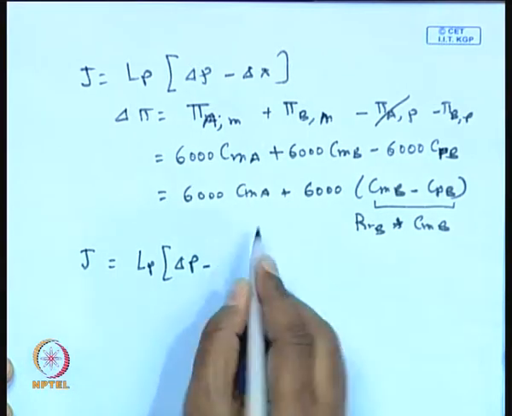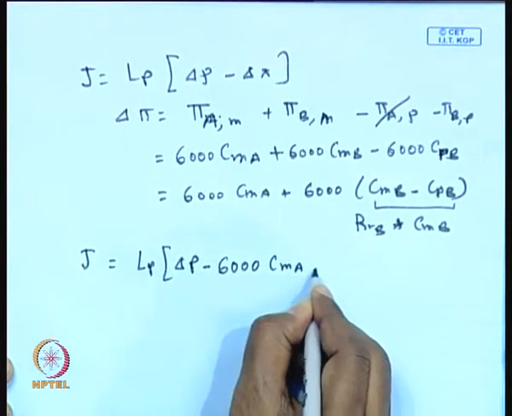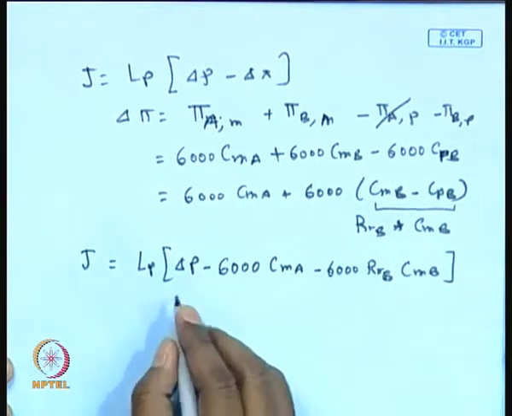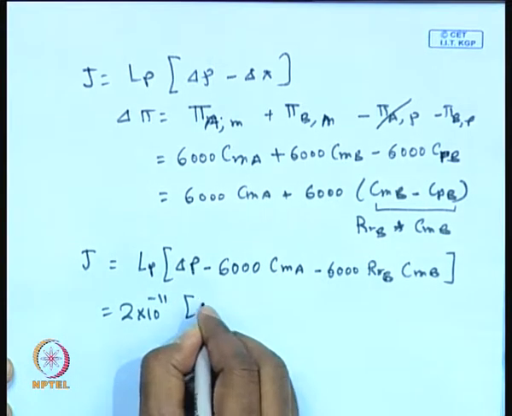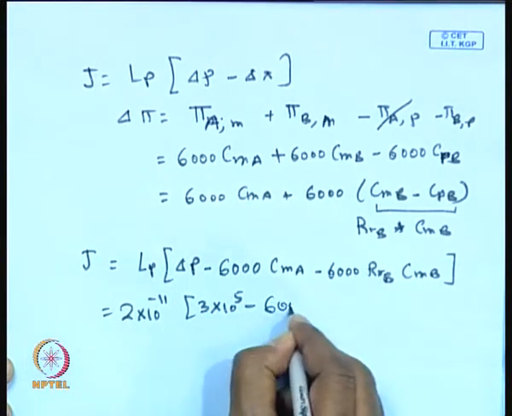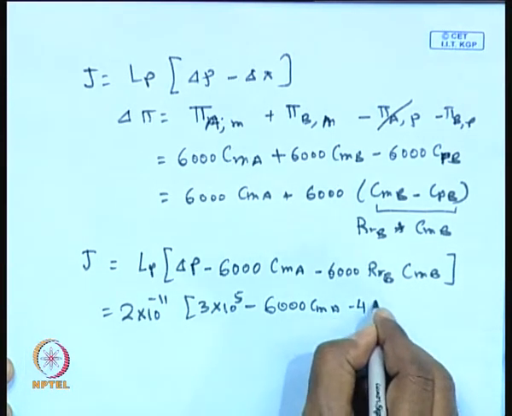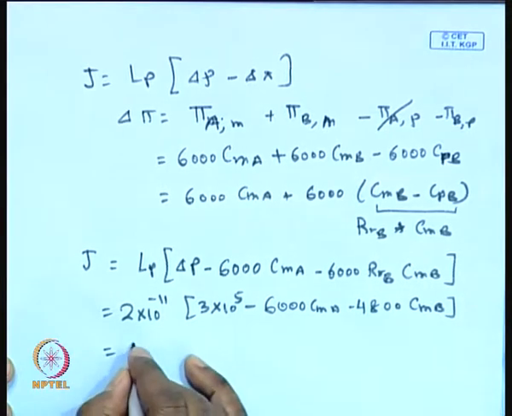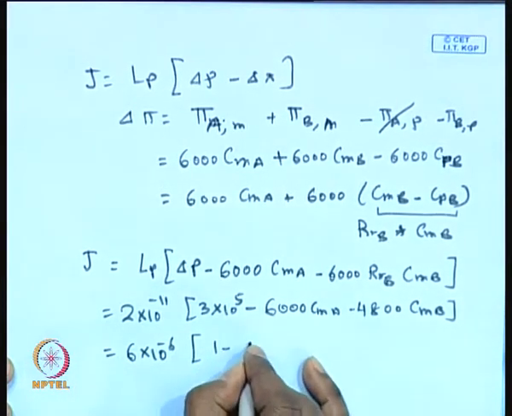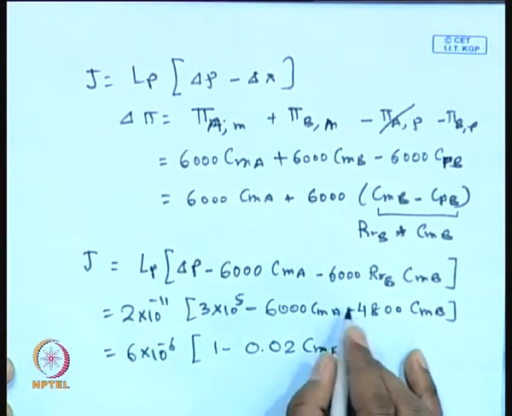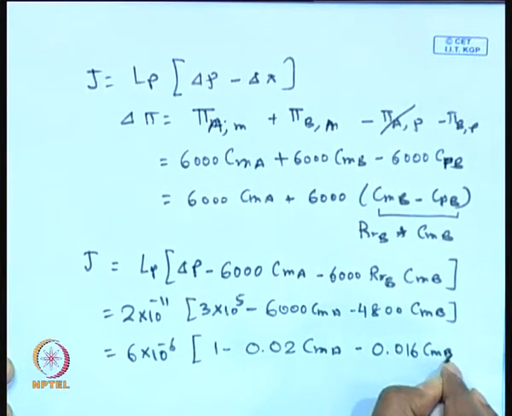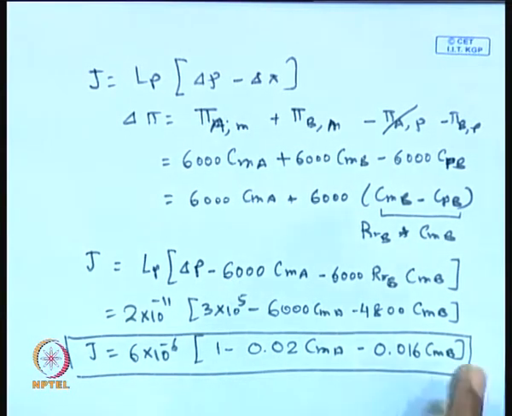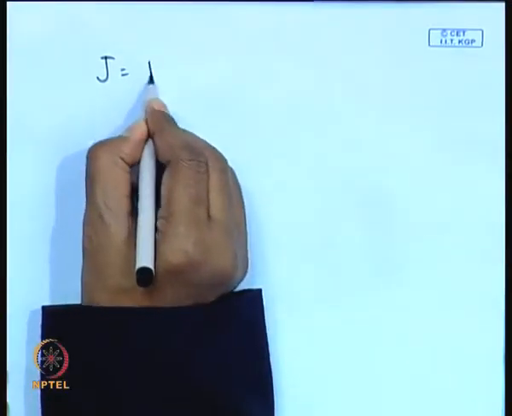So, you will be getting J is equal to Lp times delta P minus 6000 CMA minus 6000 RRB CMB. So, just put the values: 2 into 10 to the minus 11, 3 into 10 to the 5 minus 6000 CMA minus 4800 CMB. Just take 3 into 10 to the 5 outside. So, this becomes 6 into 10 to the power minus 6 times 1 minus 0.02 CMA minus 0.016 CMB. So, this is the second equation, and the third equation you will be getting is J is equal to Ka ln CMA divided by Ca naught.